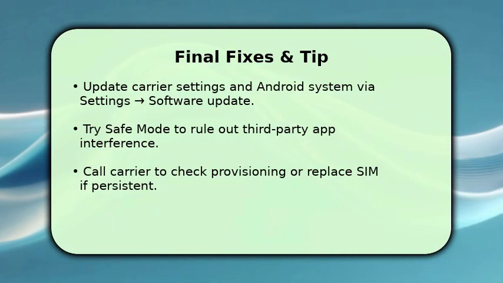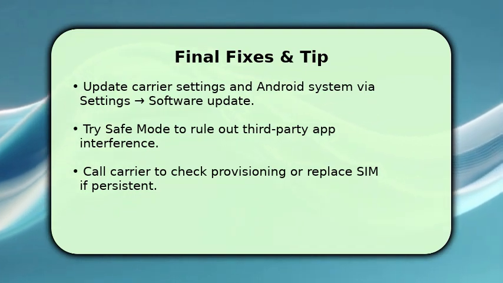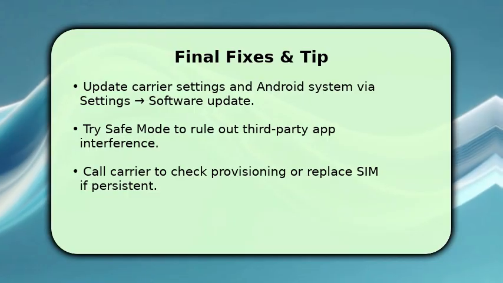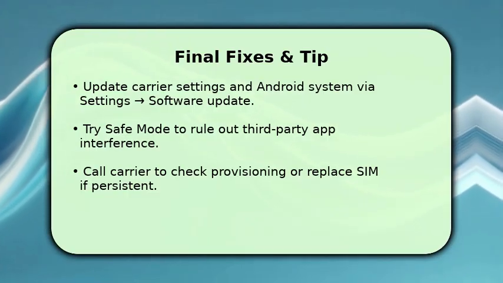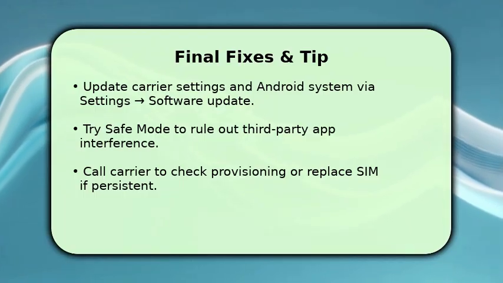Finish by updating carrier settings and the Android system. Updates often include modem fixes and provisioning tweaks. Then test in safe mode to see if a third-party app blocks data. If data works in safe mode, uninstall recent apps.